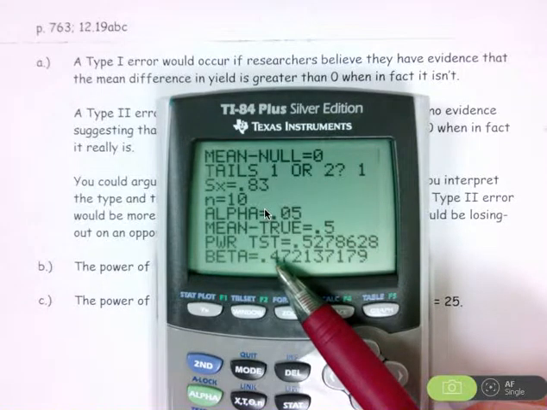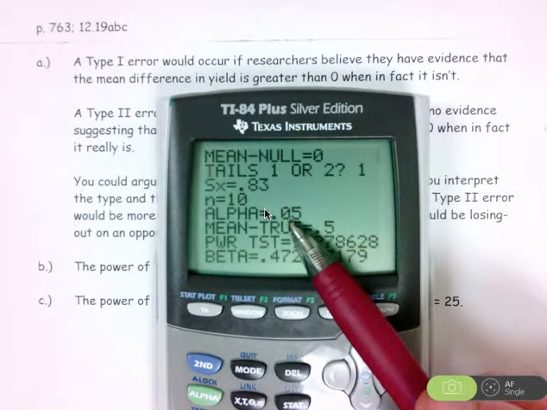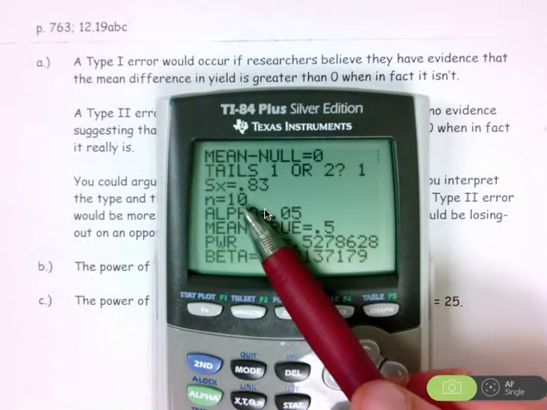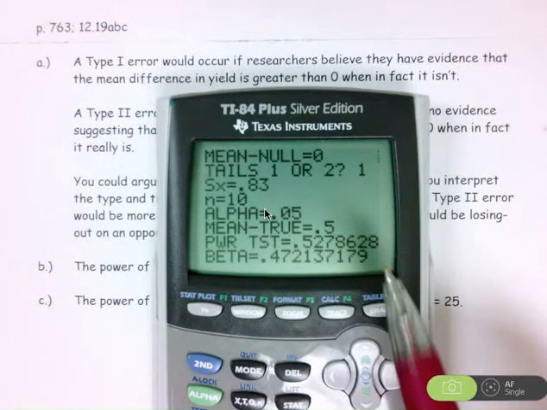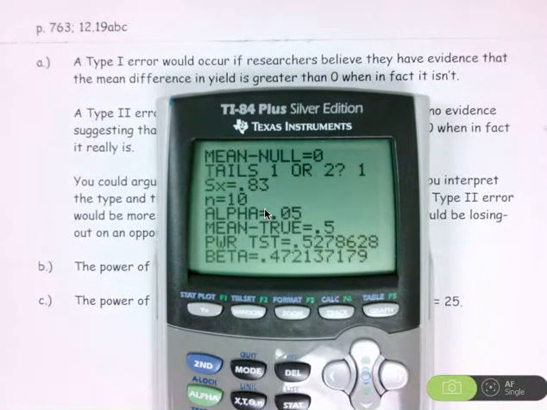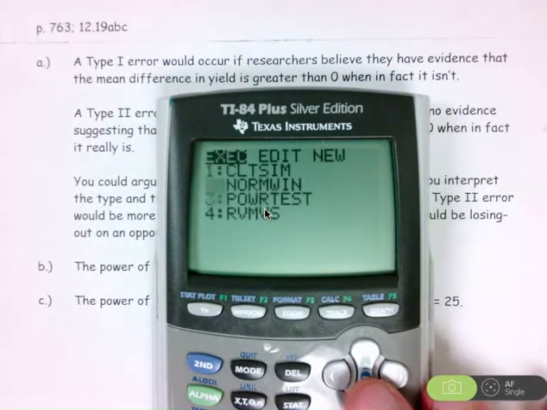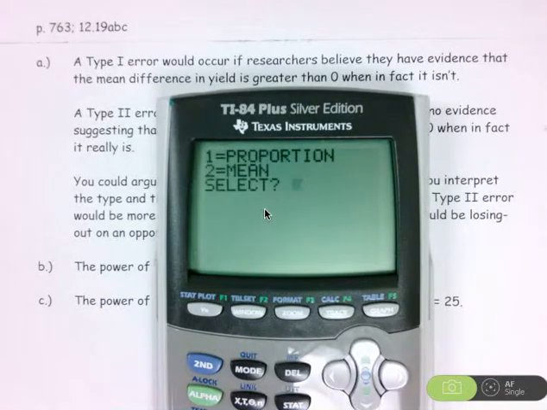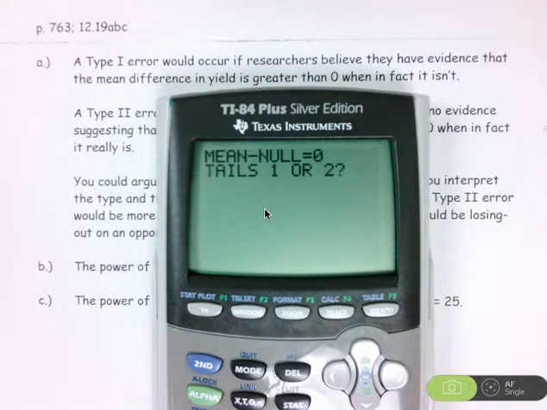Remember the likelihood of a type 1 error is your level of alpha, 0.05. For part C, all I'm going to do is change the sample size to 25. You have to press enter to get the program to stop running. I'll run the program one more time. We'll put in the same values, so it's a mean question again. The null hypothesis value is 0. We're working with differences. It's a one-tailed test with a standard deviation of 0.83.